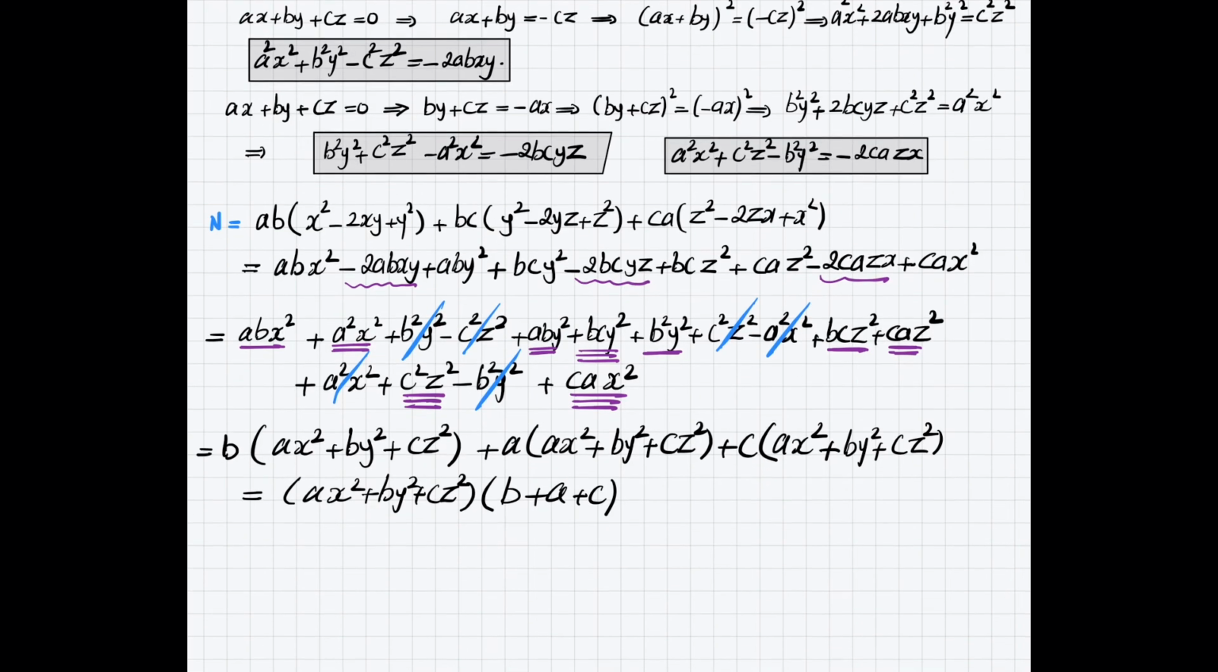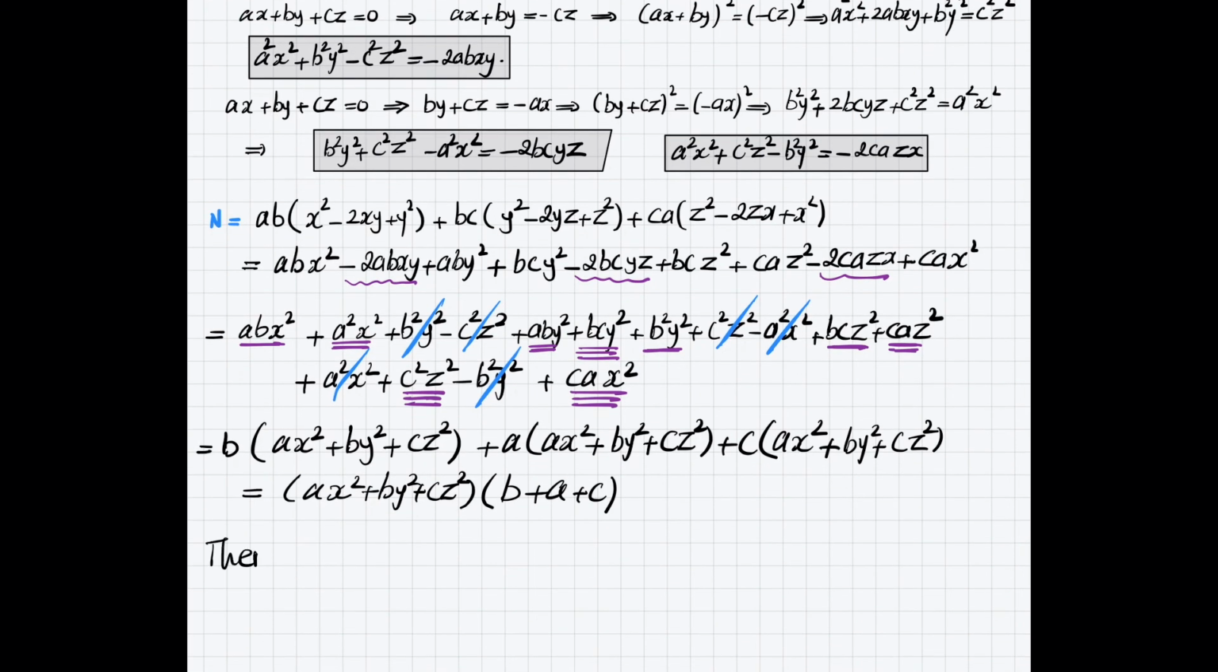So therefore, the question mark, which is the numerator divided by the denominator, would be exactly a plus b plus c. And that is what is provided by the answer. Okay? Good.